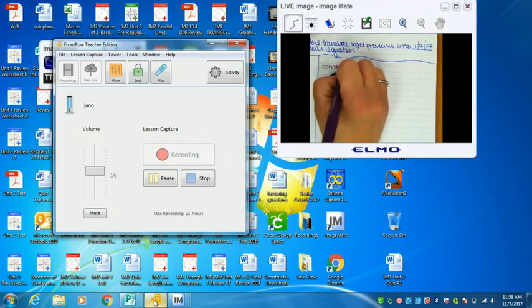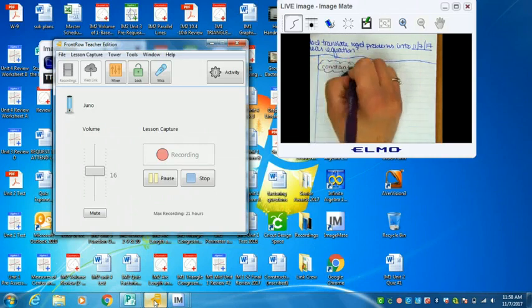Talk about what a constant is. What is a constant?